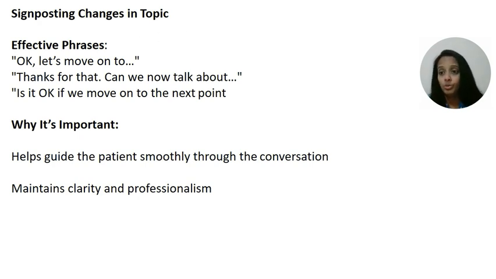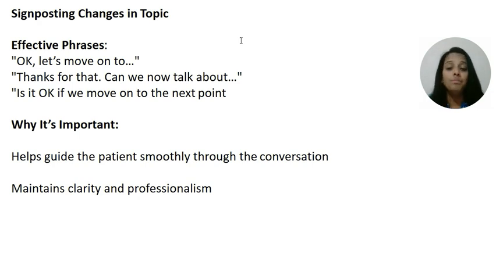Sometimes we can use longer phrases like, okay, let's move on. Thanks for that. Can we now talk about? So, when we talk like this, it means that we are wrapping up one topic and setting the stage for the next, or we signal the introduction of a new subject. Is it okay if we move on to the next point? It means that we are confirming that the current topic is complete before transitioning.